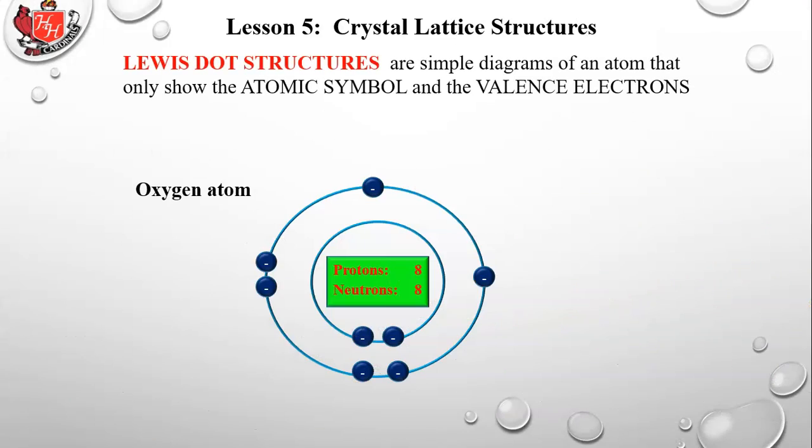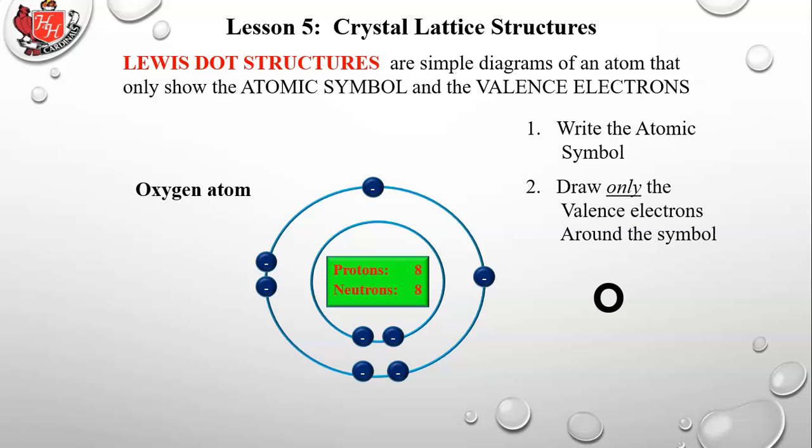Let's do it with an oxygen atom here, okay? How would you do this? Write the atomic symbol O and draw only the valence electrons around the symbol. Again, we don't care about the two electrons in the first orbital. So it looks like this. And that's the Lewis dot structure for oxygen. It's not important which sides those electrons are on, it's just important that you have two pairs of electrons and two individual electrons. It doesn't matter which side you drew them on.